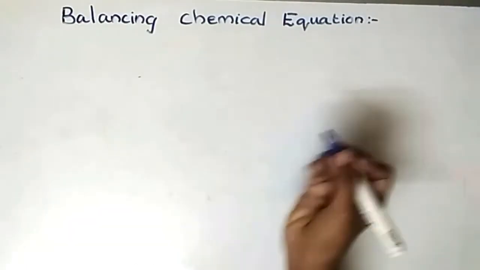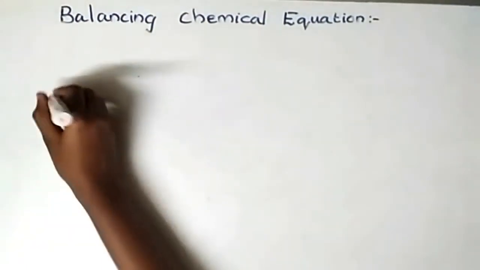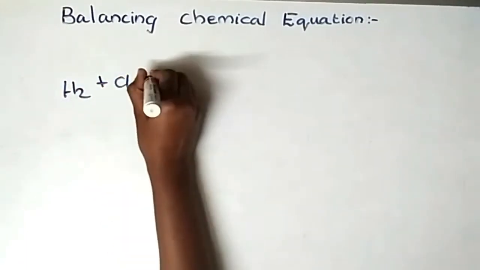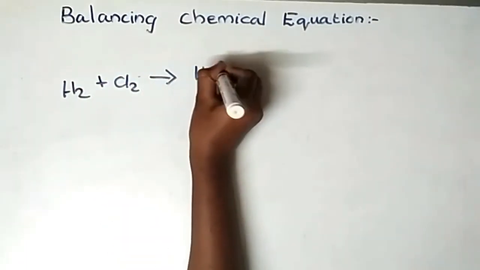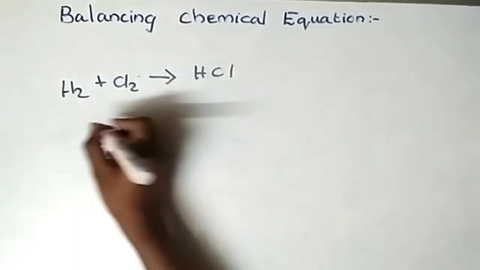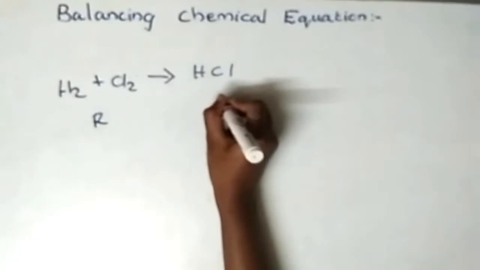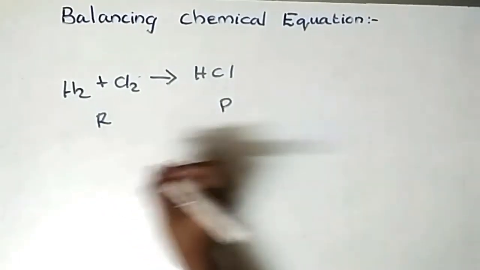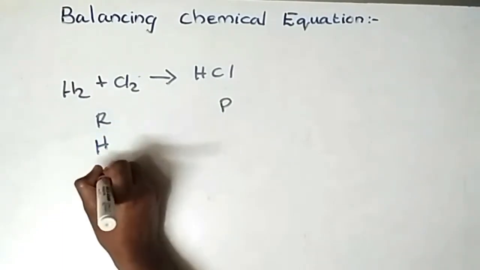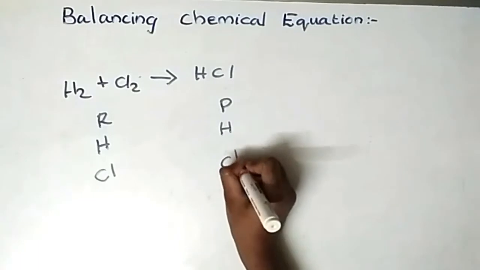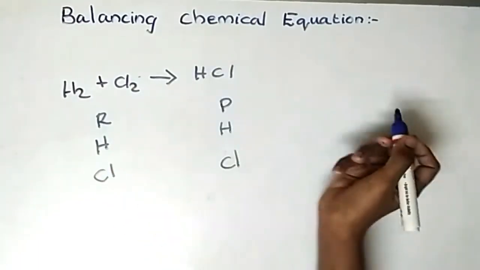So, let's try to balance some more chemical equations, like H2 plus Cl2 gives you HCl. First, we can write the elements on both the LHS and RHS, that is the reactant and the product side. So, we have hydrogen and chlorine as the elements present on the reactant and product side.